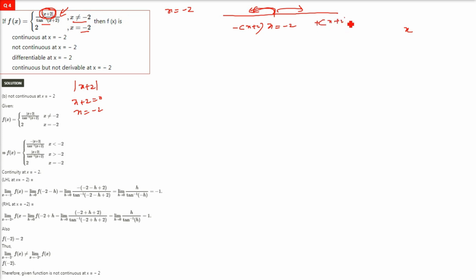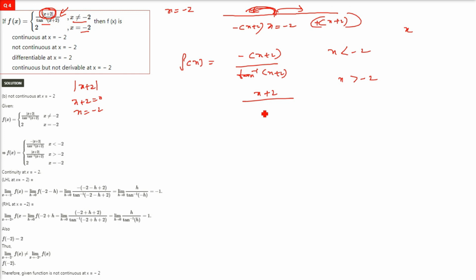So on the left, you are going to use negative x plus 2. On the right, you are going to use x plus 2. So f(x) is equal to, this is our function. And since we have to check at x equals negative 2, let me just give you this function with all these boundaries. It will be negative (x plus 2) when x is less than negative 2. When x is greater than negative 2, then of course you have to use the function as x plus 2, as I explained, and the modulus we are opening, that's why. So we have tan inverse (x plus 2) here. And when x is equal to negative 2, it is already given as 2.